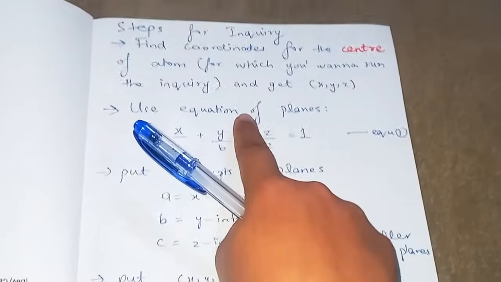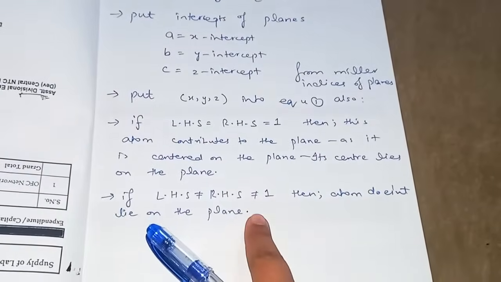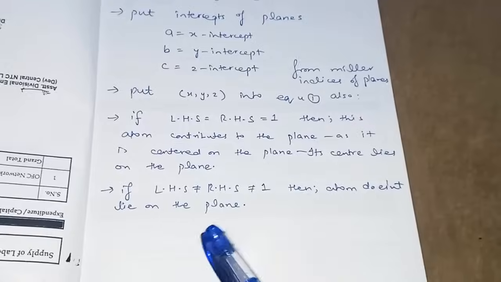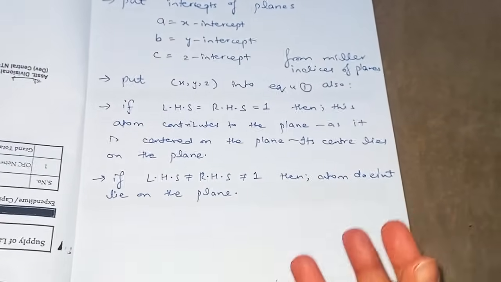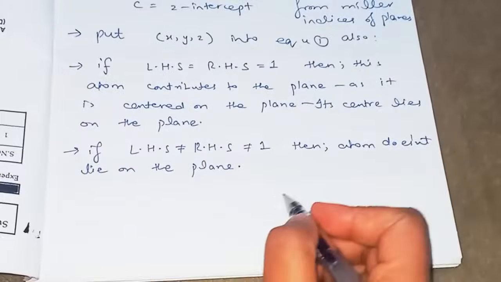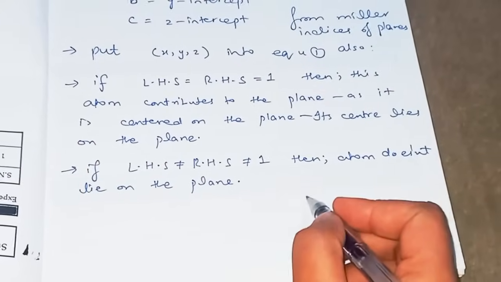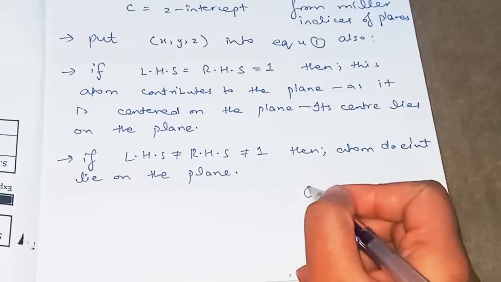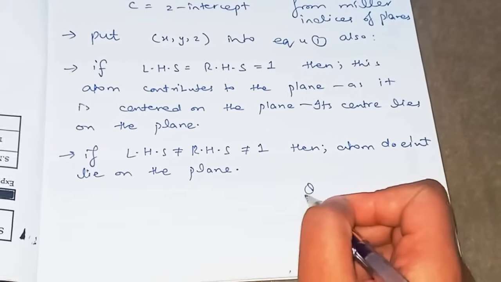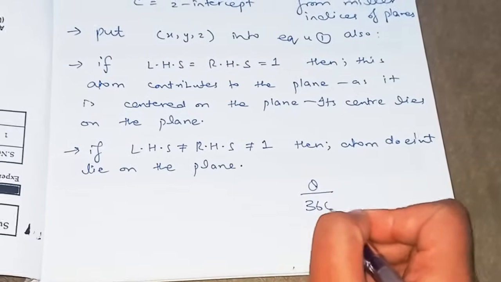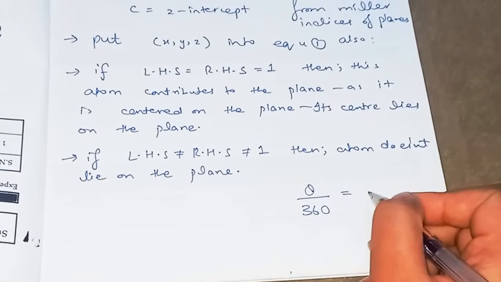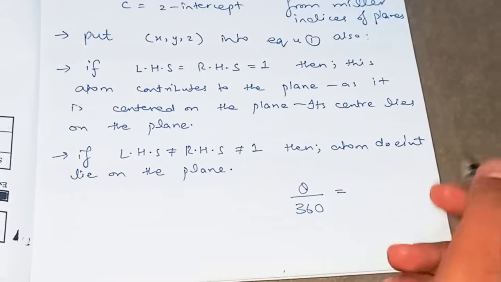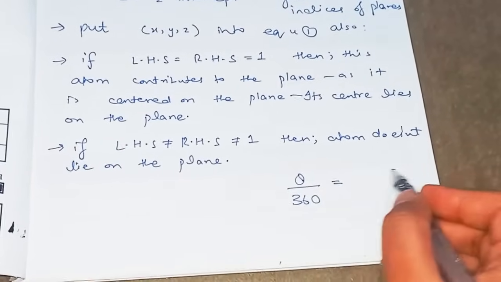This method only tells you whether this atom contributes to the plane or not. This method doesn't tell you the exact contribution it is making towards the plane. You have to find the exact contribution by the method of ratio I have told you, like finding the theta between the two consecutive lines and dividing it by the total angle of the circle. That gives you the contribution the atom has towards the plane. That's another story.